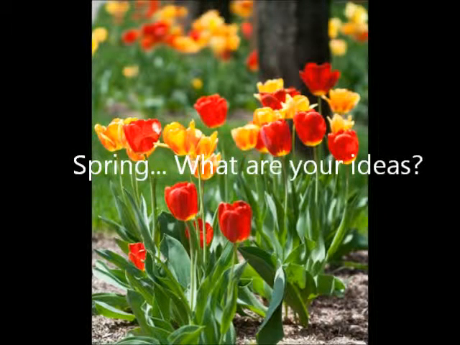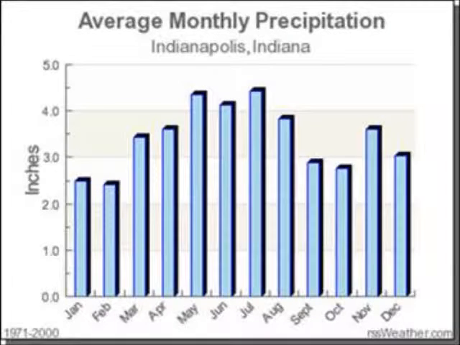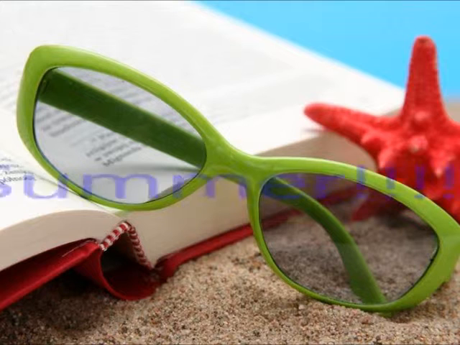So what are your guys' ideas for spring? When I think about spring, I think about rain and monthly precipitation. As you can see in the slide, the amount of rain that mostly falls is during April to about June, and those are about the spring times.